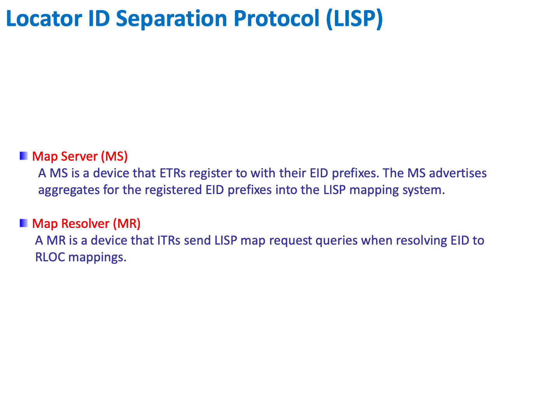A map server, or MS. A map server is a device that ETRs register to with their EID prefixes. The map server advertises aggregates for the registered EID, or endpoint ID, prefixes into the LISP mapping system. The map resolver, or MR. An MR is a device that ITRs send LISP map request queries to when resolving EID to RLOC mappings.